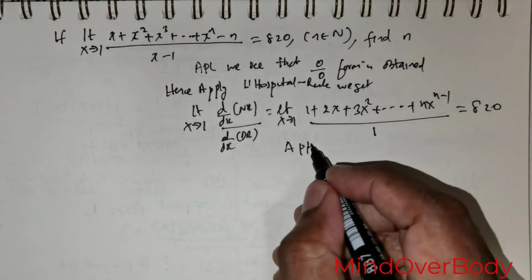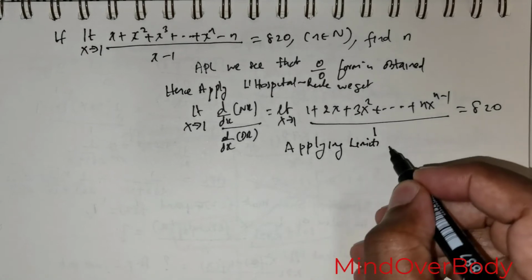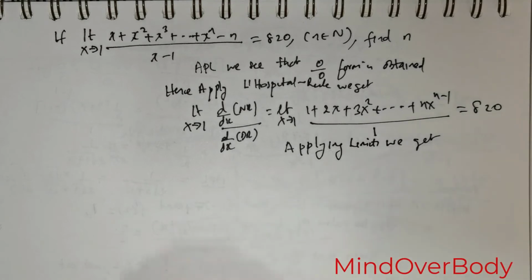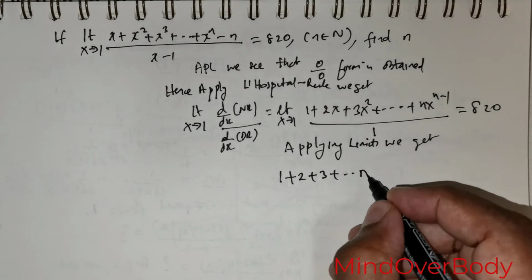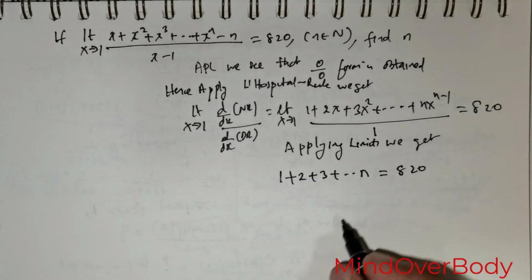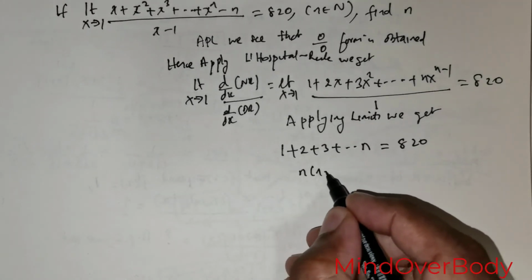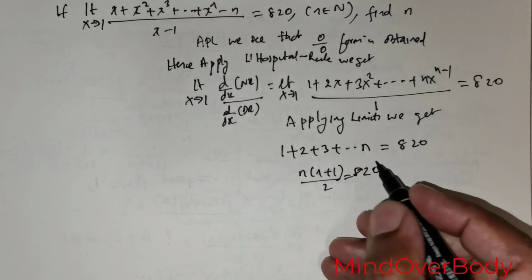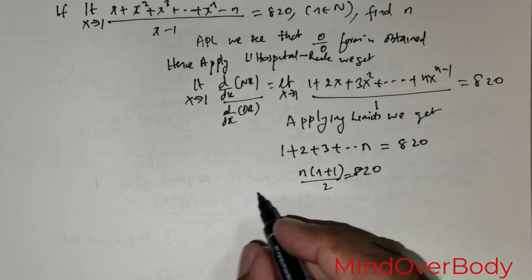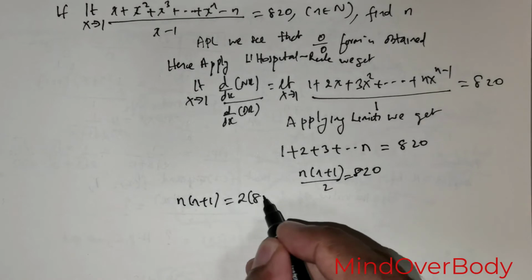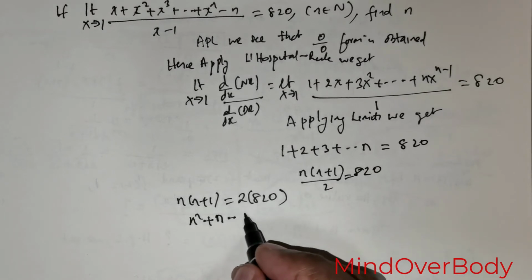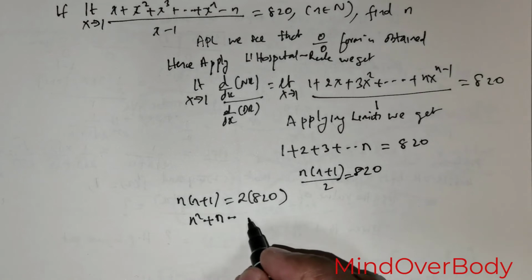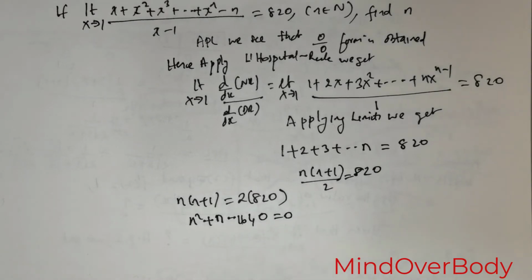Now applying the limits, what do we get? We get 1 + 2 + 3 + ... up to n is equal to 820. Now what is this? This is nothing but n(n + 1)/2 is equal to 820. Now from here I can rewrite this as n(n + 1) is equal to 2 times 820. So this is going to be n squared + n - 1640 = 0. So this is a quadratic equation we have to solve.